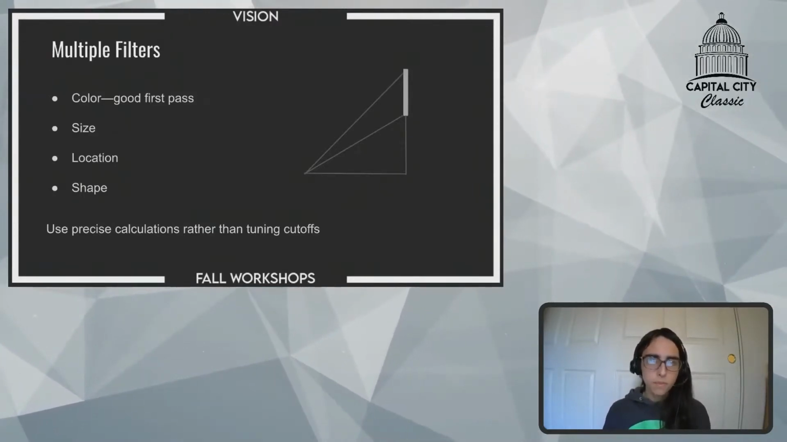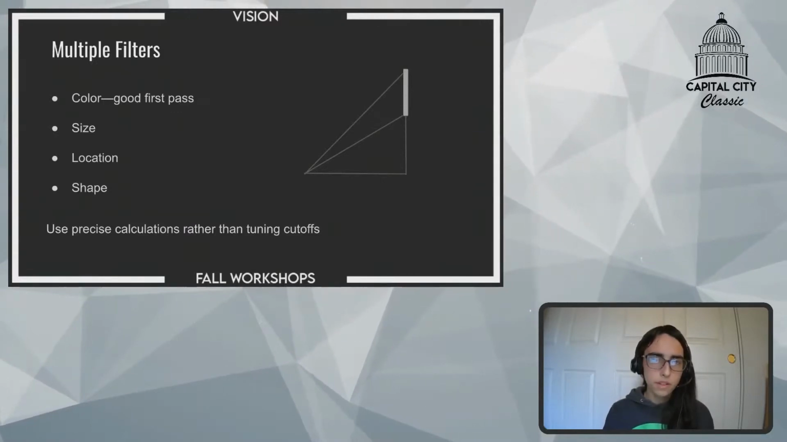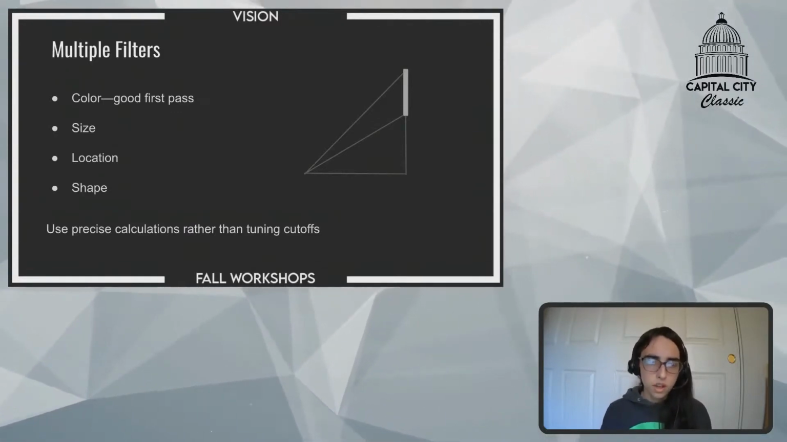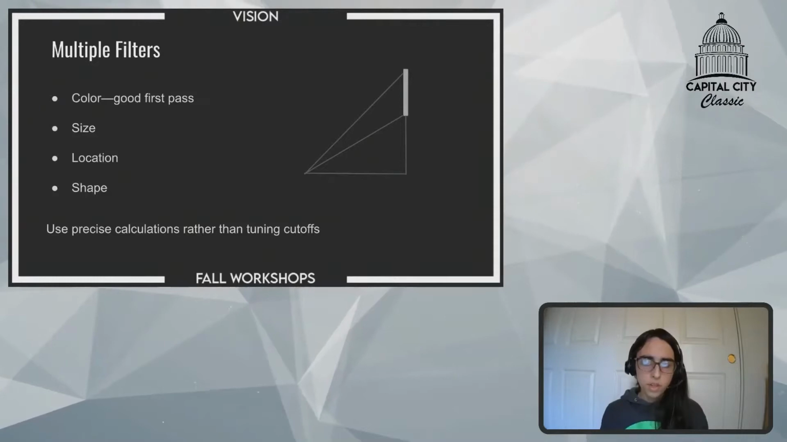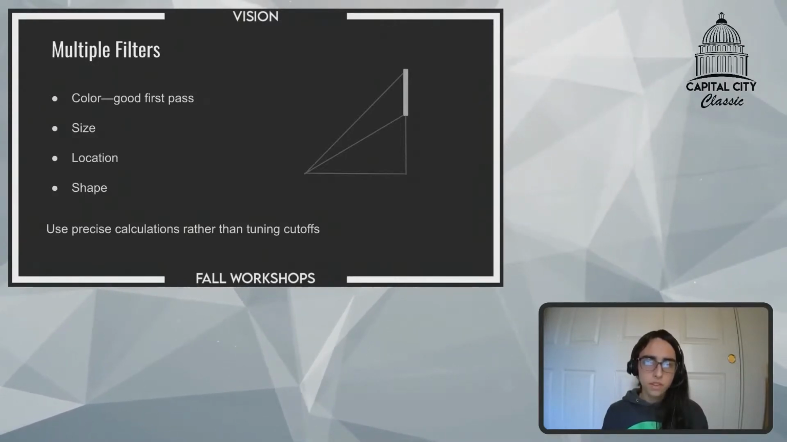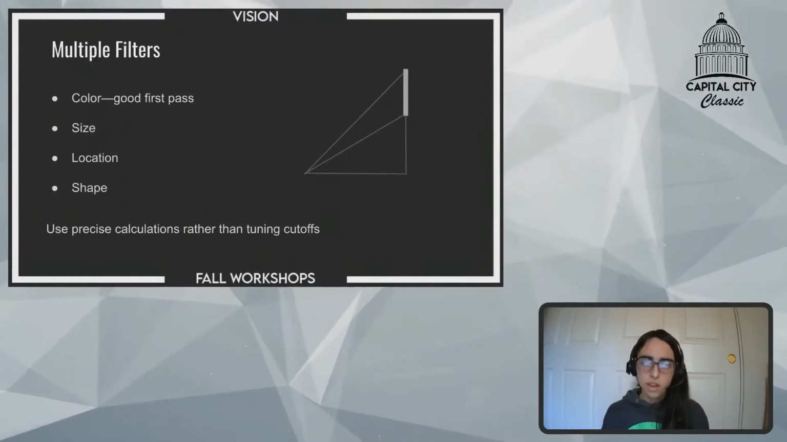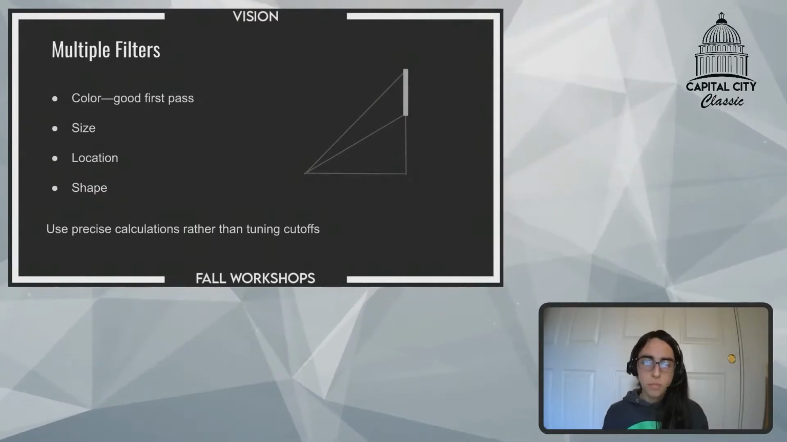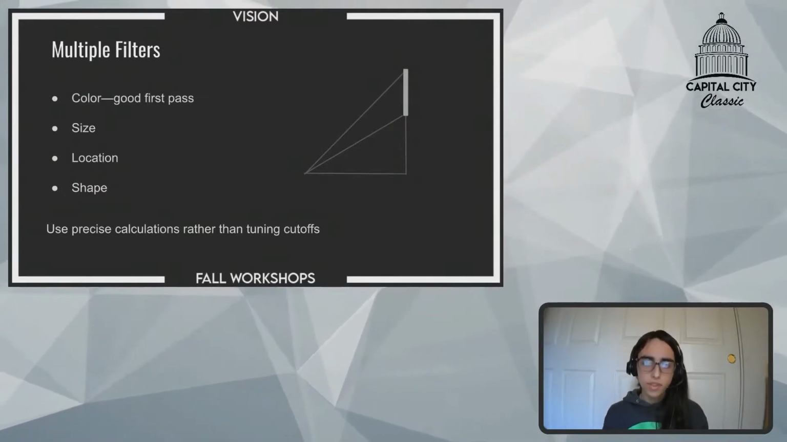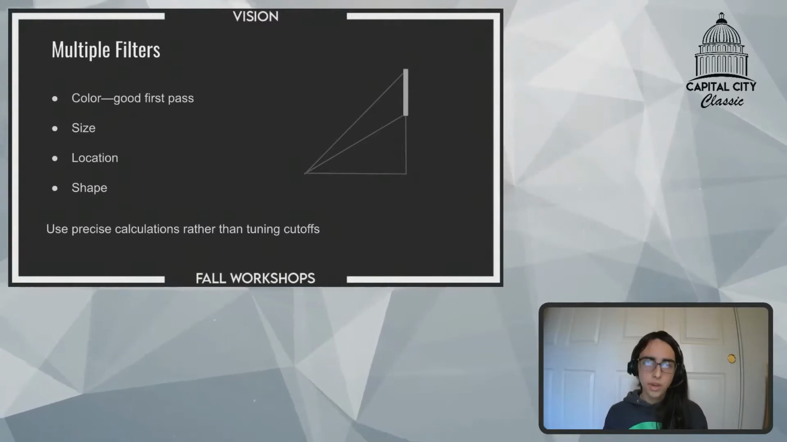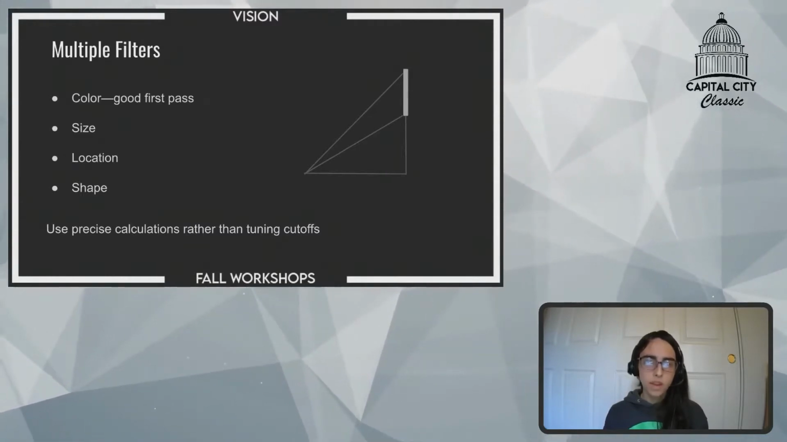So we have multiple different filters. We mentioned the first one we do is we filter by color. The target has to be very bright. For us, even on the minimum camera brightness, the target was still sometimes so washed out that it was white. So keep that in mind as well.